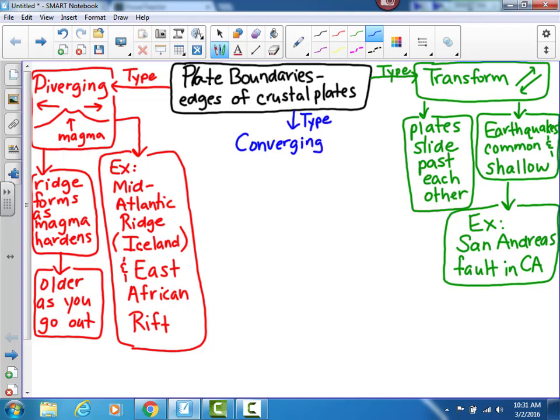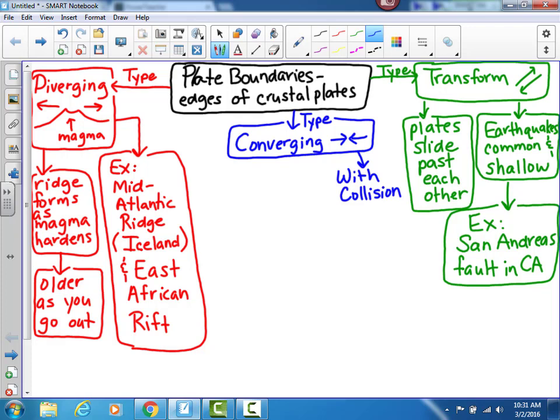We know they collide, so if we were going to draw a little picture, we might just have two arrows coming at each other. But there are two subtypes of converging boundaries, and that depends on what kinds of plates are converging. So if we say we have a converging with collision boundary, what kind of plates are involved? Newt? Yeah, both continental plates.